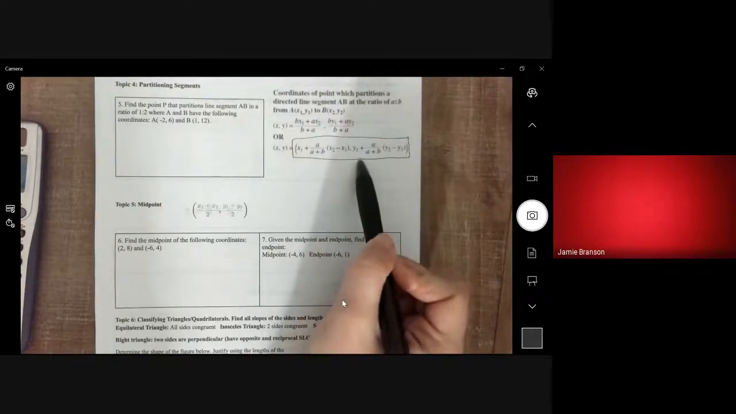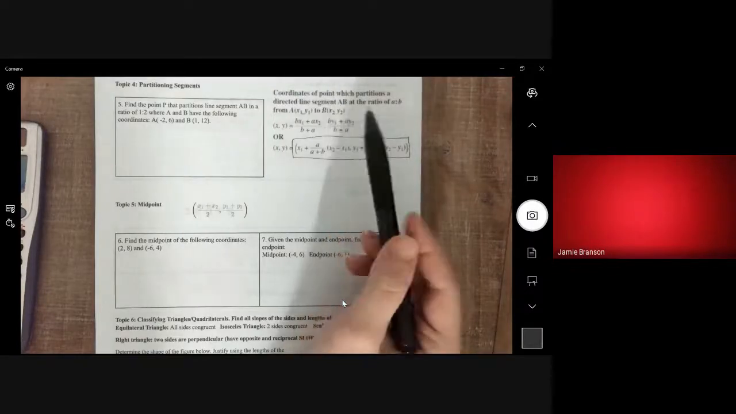It looks really long, but basically you do the x values as one part and you do the y values as another part. So in the problem, they're going to give you a specific ratio that you want to separate it into. Okay, so that's going to represent your A and your B. And then they're going to give you 2 coordinates, your starting coordinate and your ending coordinate. And the order does matter here when you work these out. Okay, so it says find the point P that partitions line segment AB in a ratio of 1 to 2. Okay, so that's going to be your A and your B, where A and B have the following coordinates, and A is -2, 6, and B is 1, 12.